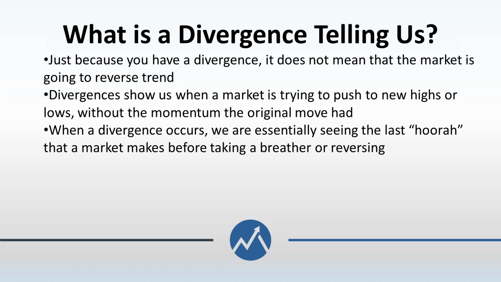And then if we get a change in price trend, where the price action confirms the divergence and the momentum trend change, then we can look for a bigger move. Basically, when we see a divergence, we're seeing the last hurrah that a market makes before either taking a breather, slowing down a little bit, or potentially reversing.